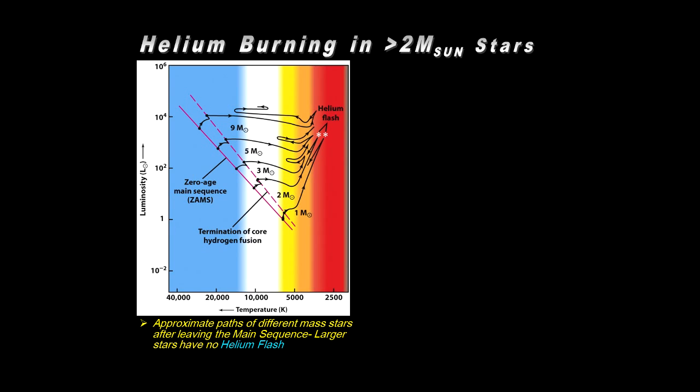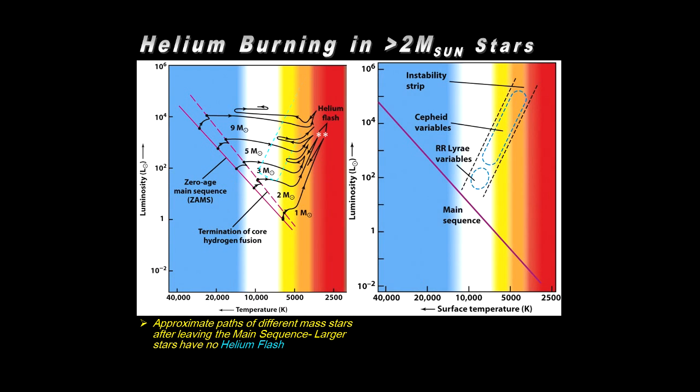Why? Because there's enough mass so that the 100 million Kelvin temperature condition can occur without degeneracy happening. The core does not become degenerate before it reaches those temperatures. So 3, 5, 9 solar mass and higher mass stars will reach 100 million Kelvin and start fusing helium, and there are core changes that cause the star to reduce in luminosity, but not as significantly as what takes place in a helium flash. So higher than 2 solar mass, no helium flash. That's pretty important in the subsequent development of those higher mass stars.